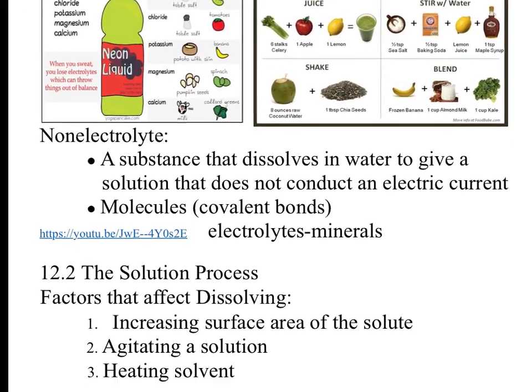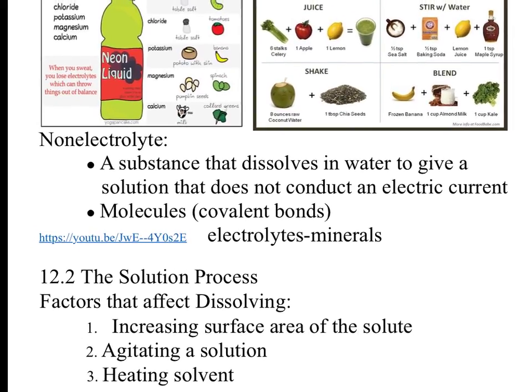You can get them from these other places, which would be healthier. A non-electrolyte then would be a substance that dissolves in water to give a solution that does not conduct an electric current. So these would be from molecules, which are covalent bonds, which will not separate. And remember, that's where they share the electrons, the covalent bonds. And so when they're in solution, they don't need to separate, they stay together. And so non-electrolytes are not going to dissolve in water to make an electric current in the solution.